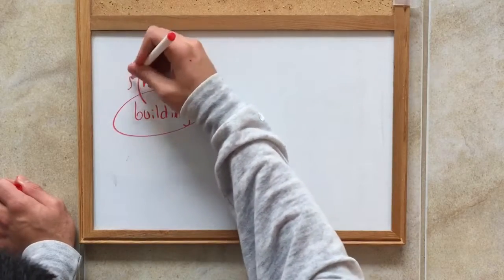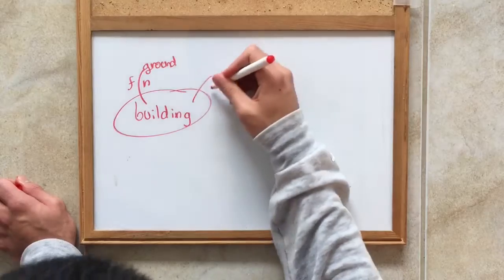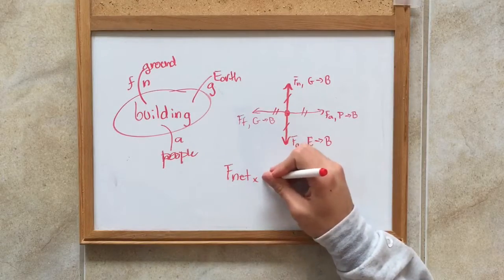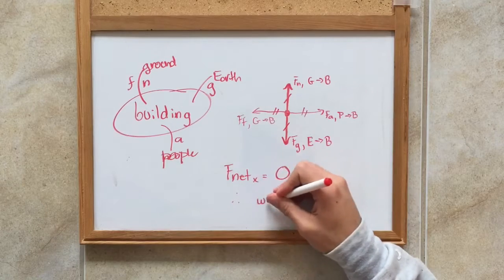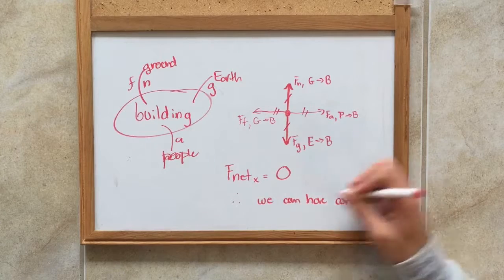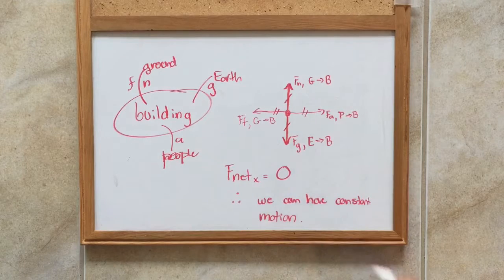Now I'm going to draw an interaction diagram and a force diagram just so that we can see the forces involved in this situation. So first we have the ground, which interacts with the building through the force of friction and the normal force, and of course that's the ground, which is covered in rubber. And then we have the earth, which interacts with the building through the force of gravity, and the people, which interact with the building through the applied force.